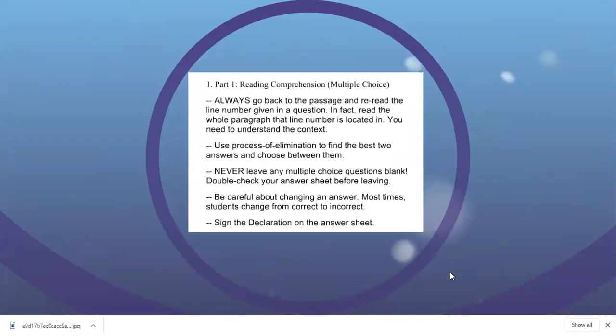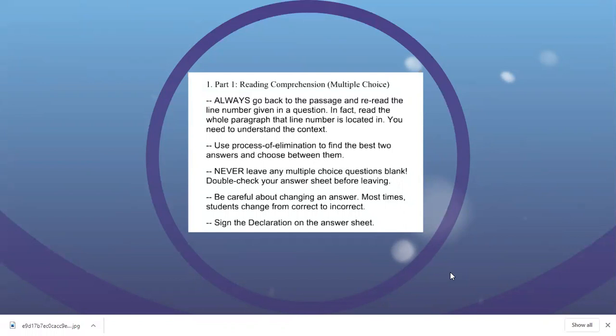So for part 1, you're going to have a whole entire test on reading comprehension. Essentially, your reading test is about reading comprehension. So you always want to go back to the passage and reread the line number given in the question. So first, you're going to read the whole passage. Then you're going to look at the questions. Then you're going to go back and reread the line that was given in the question.